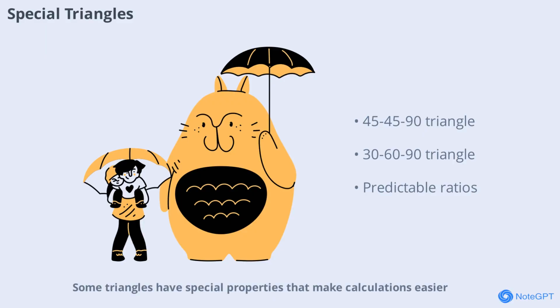Triangles have special properties that make calculations easier. The 45-45-90 and 30-60-90 triangles have predictable side ratios, which can save time when solving problems. Recognizing these special triangles helps you apply trigonometric concepts more efficiently and with greater confidence.